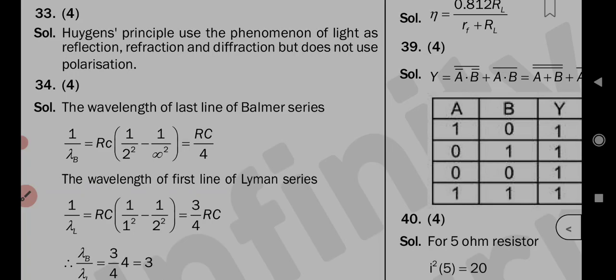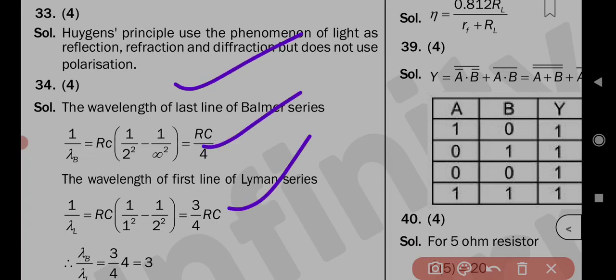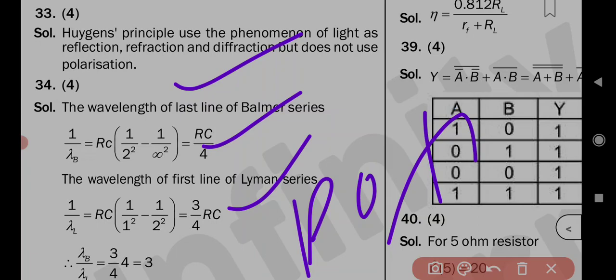We need to understand the concept, everything for this question. Huygens principle cannot be used to explain. This is a very important theoretical question. Huygens principle explains the phenomena of light such as reflection, refraction and diffraction, but not polarization. It cannot explain polarization. For polarization, we have Malus law. Okay, it cannot explain polarization. Reflection, refraction, diffraction, but polarization failed.